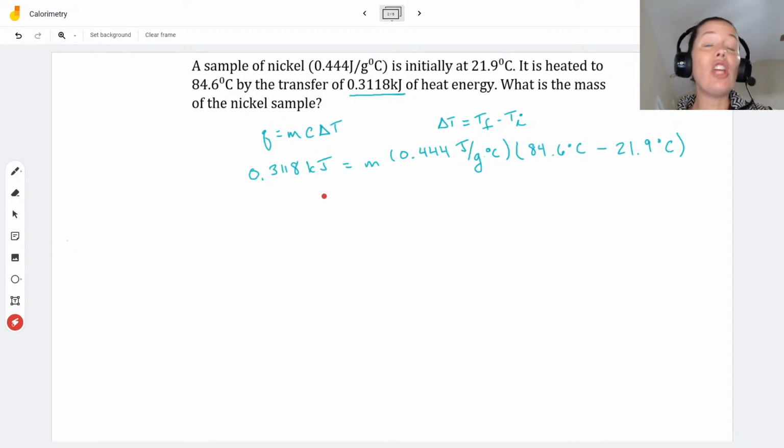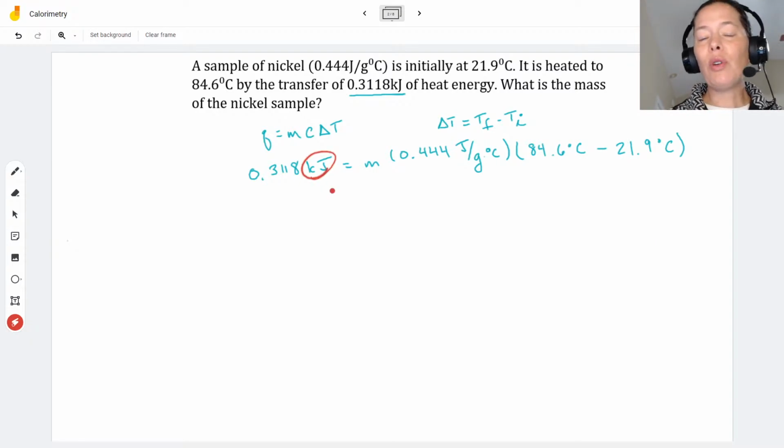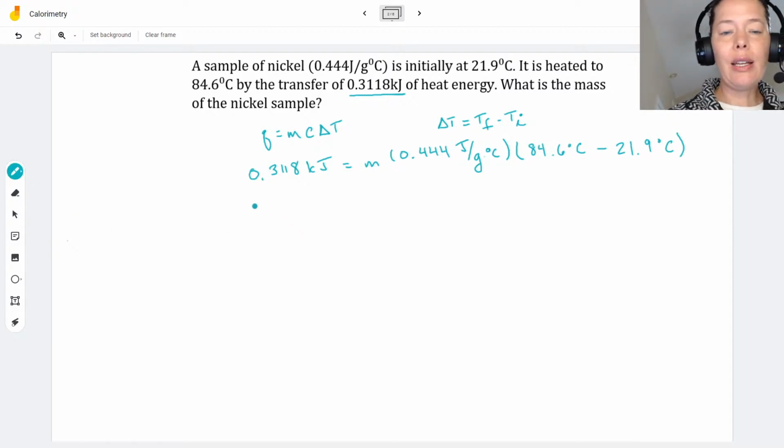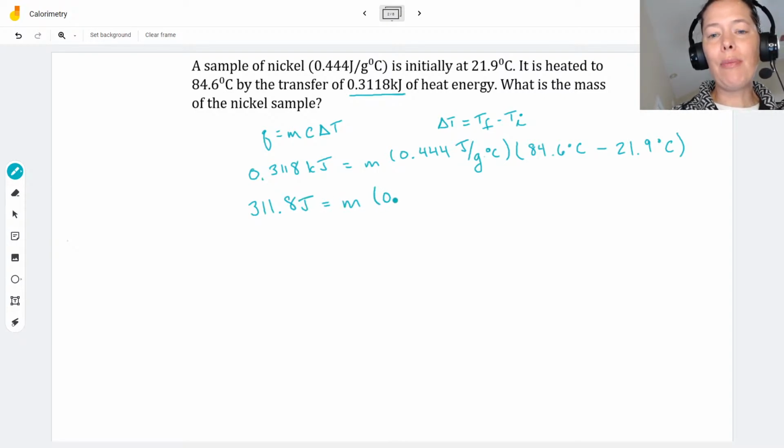Now, I can change either one. It doesn't matter. They just have to match. I'm going to convert this kilojoules on the left-hand side into joules. So this is going to be 311.8 joules. And again, my mass is still just M because I am solving for that. My specific heat.